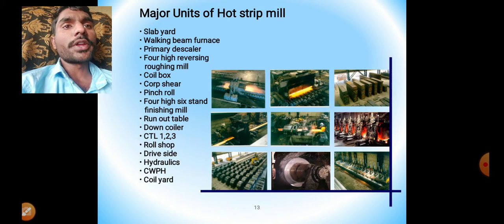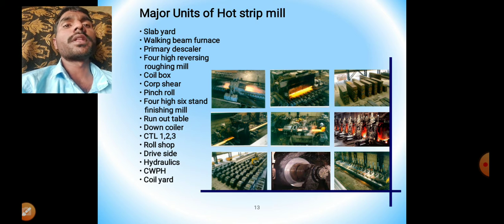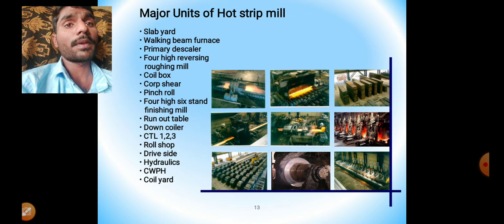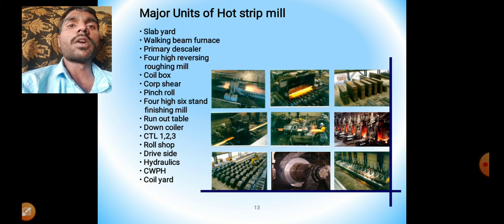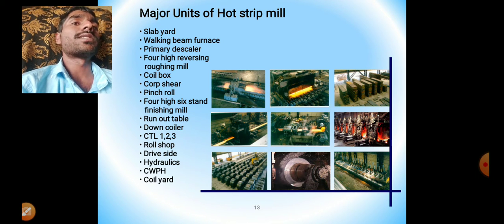These are the major units of the HSM strip mills: the slab yard and walking beam, primary descaling system, roughing mill, 4-high reversible roughing mill, primary coil box, crop shear, pinch roll, and the runout table, down coiler, CTL, roll shaft, drive shaft. These are the major units, major equipment, and the units also.